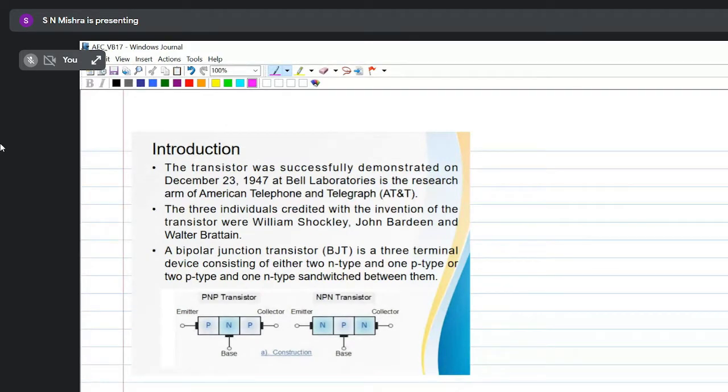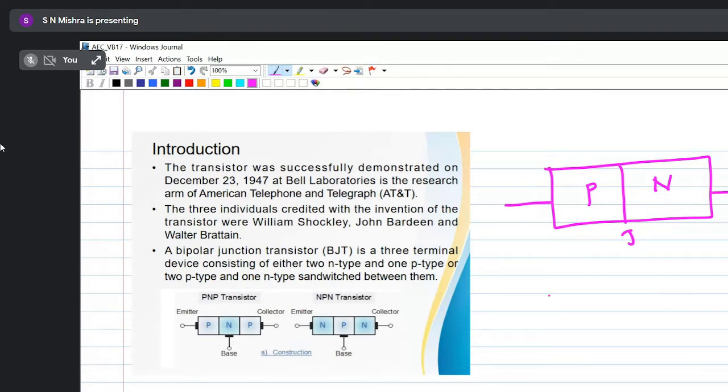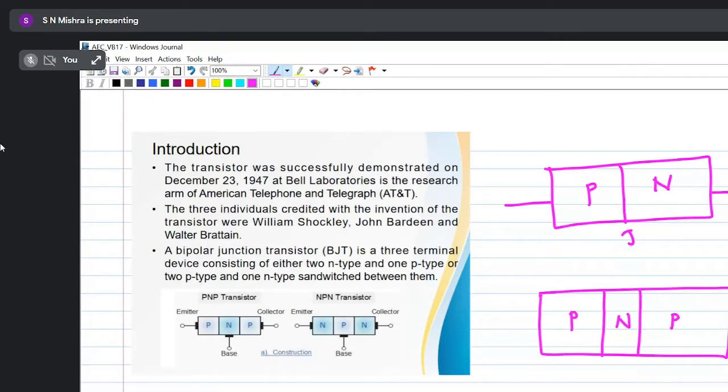Like we have already discussed the PN junction diode, where we take one P-type material and one N-type material, and we get a junction here. This is called a PN junction diode. Now for a transistor we have to take another material here. Suppose this is P, in between that N, then another P. So N is sandwiched between two P-type materials. Similarly for NPN, this will be N, this will be P, this will be N.